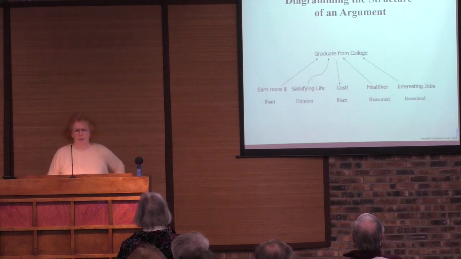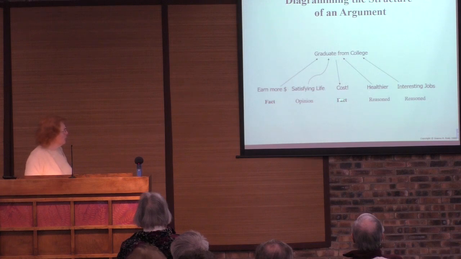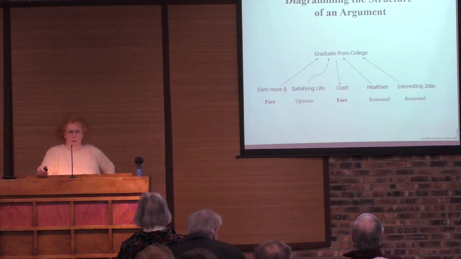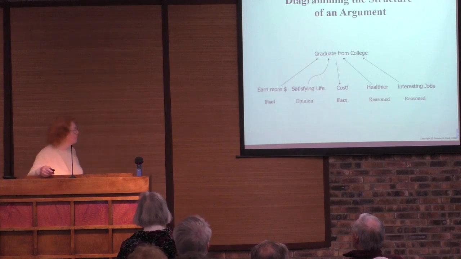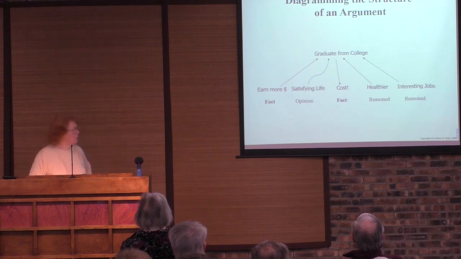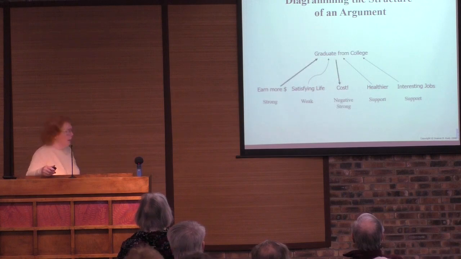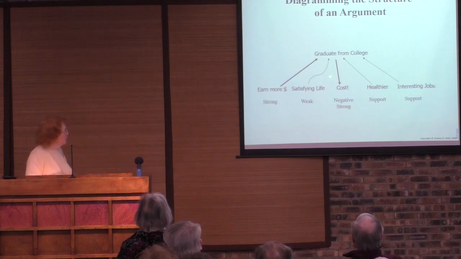So we would set up an argument. And here's how you would set it up. Notice that we've got graduate from college. That's the conclusion. And here are the different premises which we were working with. Here's the fact. That's an opinion. Fact. These could be reasoned statements. Notice the arrows. Squiggly arrows are opinions. This arrow is going up. This arrow is going down. This is supporting. This is not supporting.